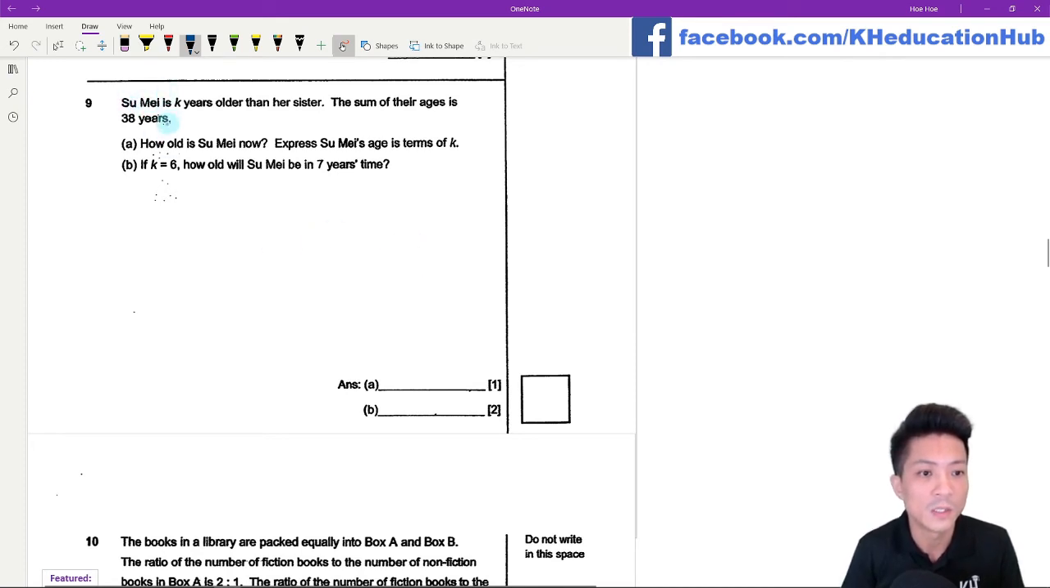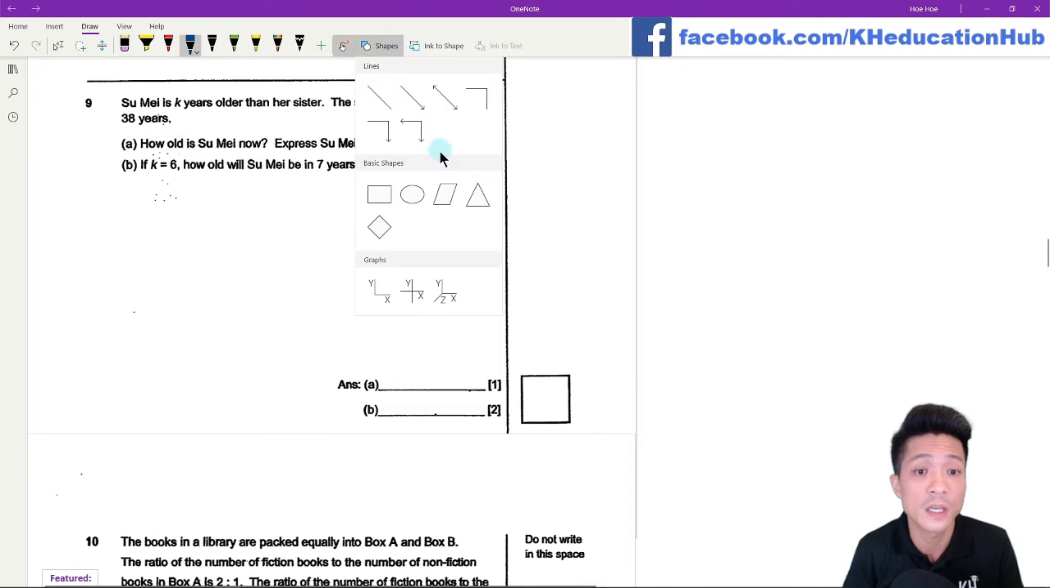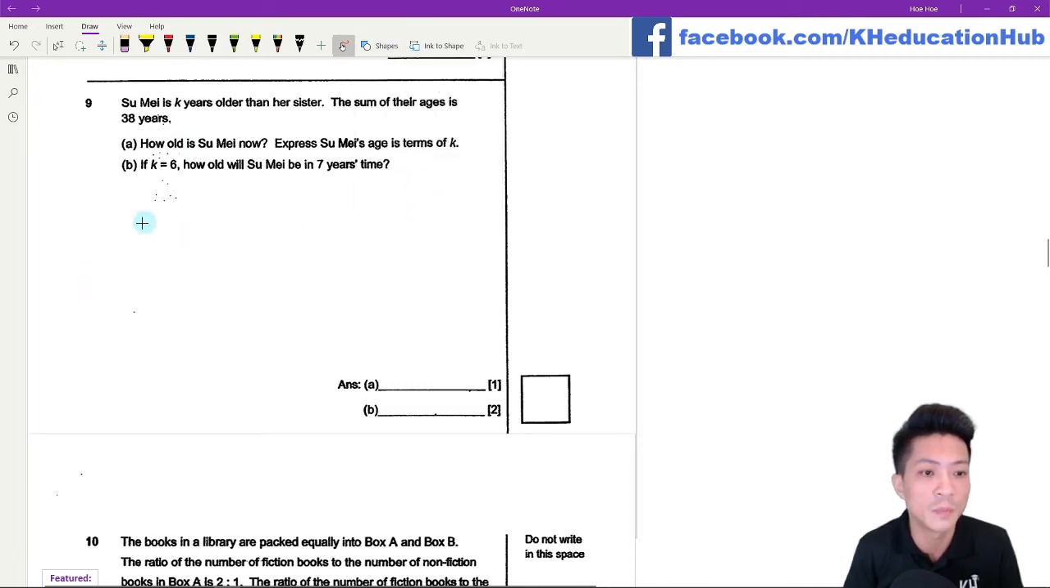Question 9. Sumei is K years older than her sister. The sum of their ages is 38 years. How old is Sumei now? Express Sumei's age in terms of K. In this case, if you know what to do, you'll probably be doing it right now. But let's draw a model for the benefit of those who are not very sure what to do.